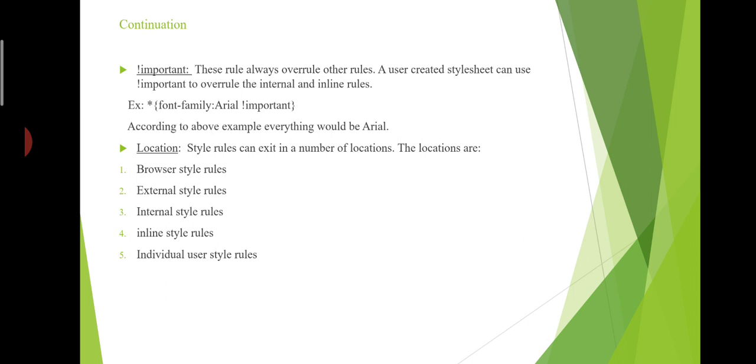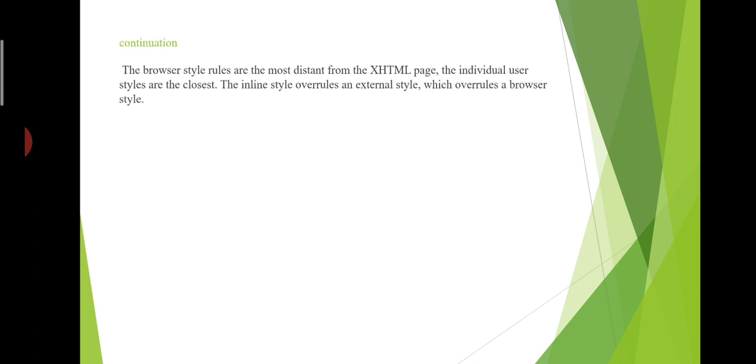Next is the location. Here style rules can exist in a number of locations. The locations are browser style rules, external style rules, internal style rules, inline style rules, individual user style rules. These are the different location values we can set. Here the browser style rules are the most distant from the XHTML page. Individual users are the closest here. So the inline overrules the external, which overrules the browser style, like that.